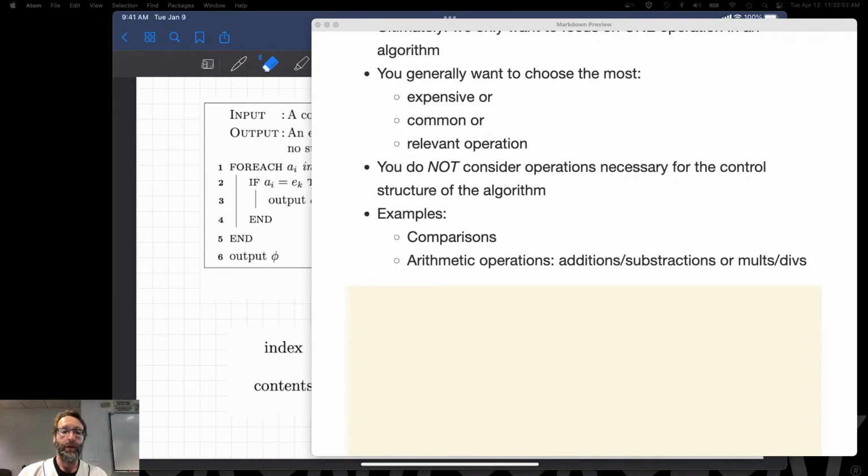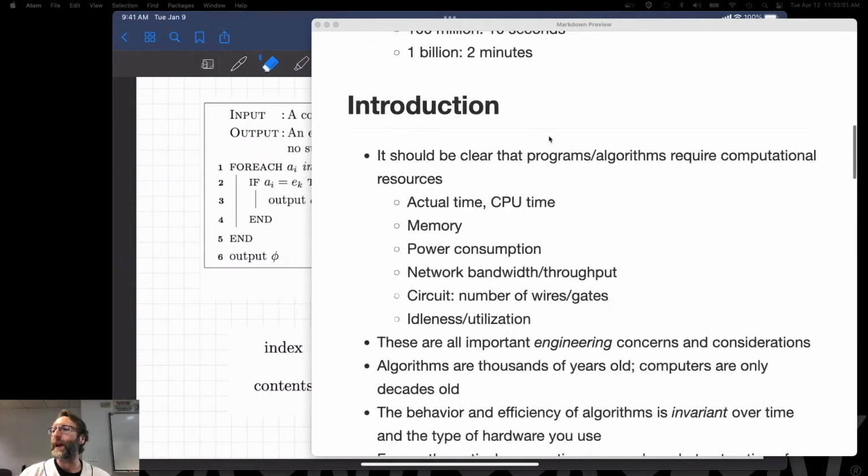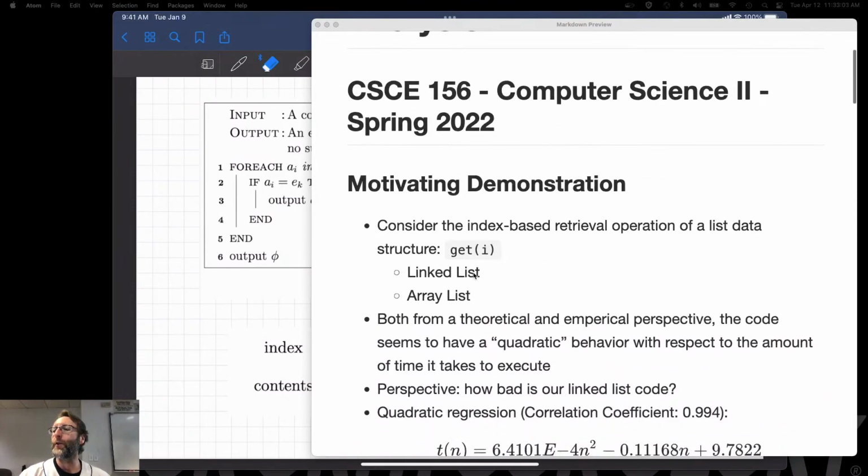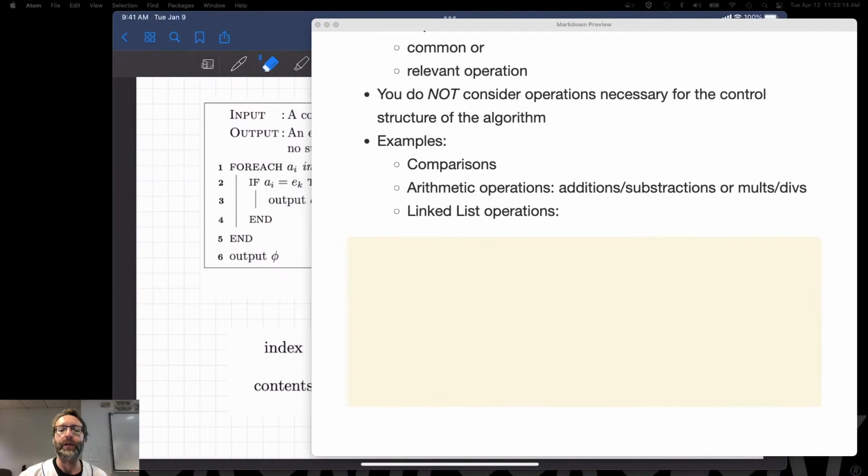Okay. What about linked list stuff? Right, linked list operations. What was the most expensive? We started out this entire discussion with an example of the get method here. And it was super slow on the linked list. It was lightning fast on the array list. Why? What operation are we doing with the linked list?